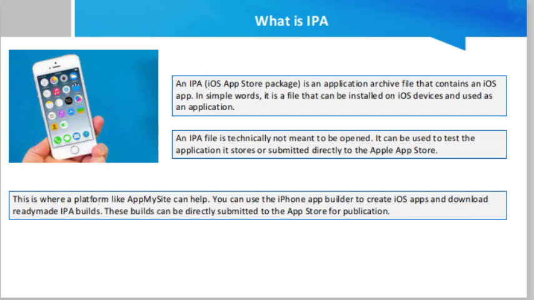You can think of an IPA file like a simple zip file. It is essentially a compressed folder that contains files and data that make up a typical iOS application. An IPA file is technically not meant to be opened. It can be used to test the application it stores or be submitted directly to the Apple App Store.